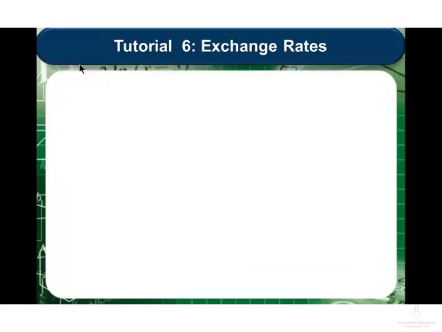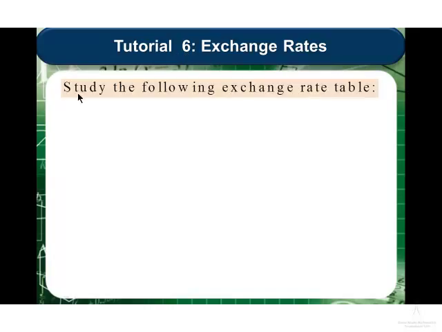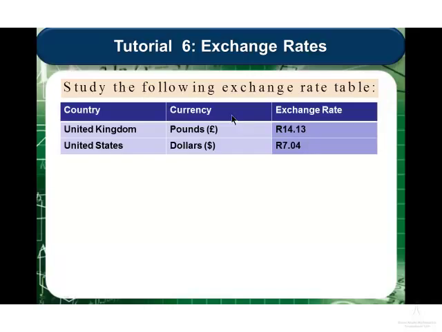We will now present the 6th and final tutorial of this video, where we will consider a problem on exchange rates. Let us study the following exchange rate table. We are given here 2 countries, the United Kingdom and the United States, as well as the corresponding currencies, the pound and dollar, as indicated on the screen. And in the 3rd column we have the exchange rates in rand terms for these 2 currencies.